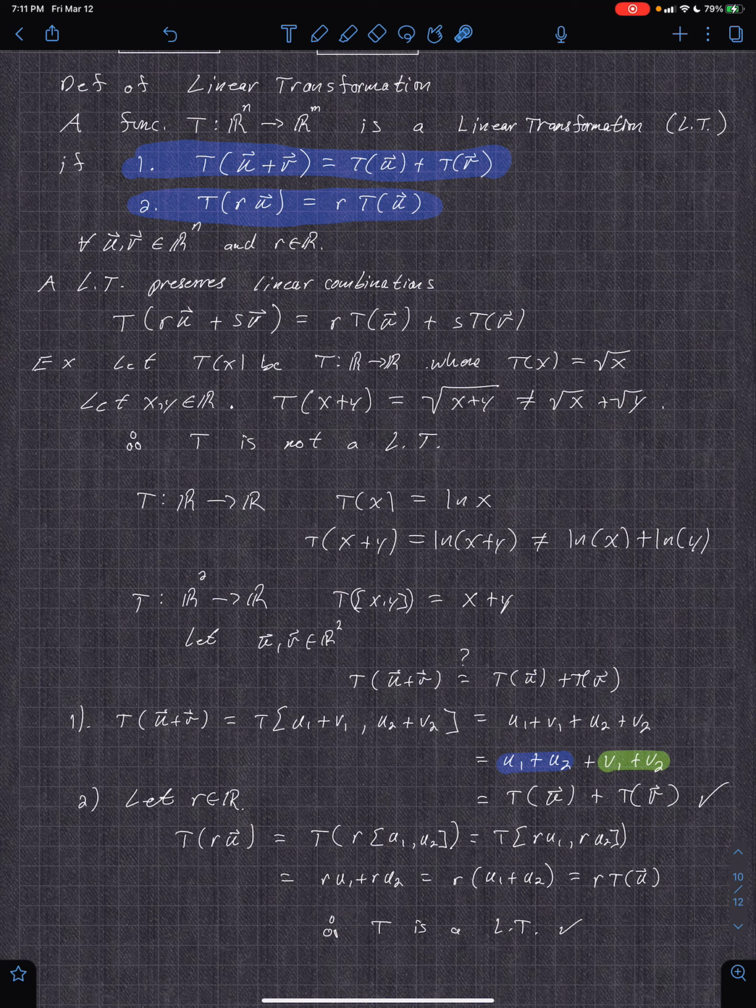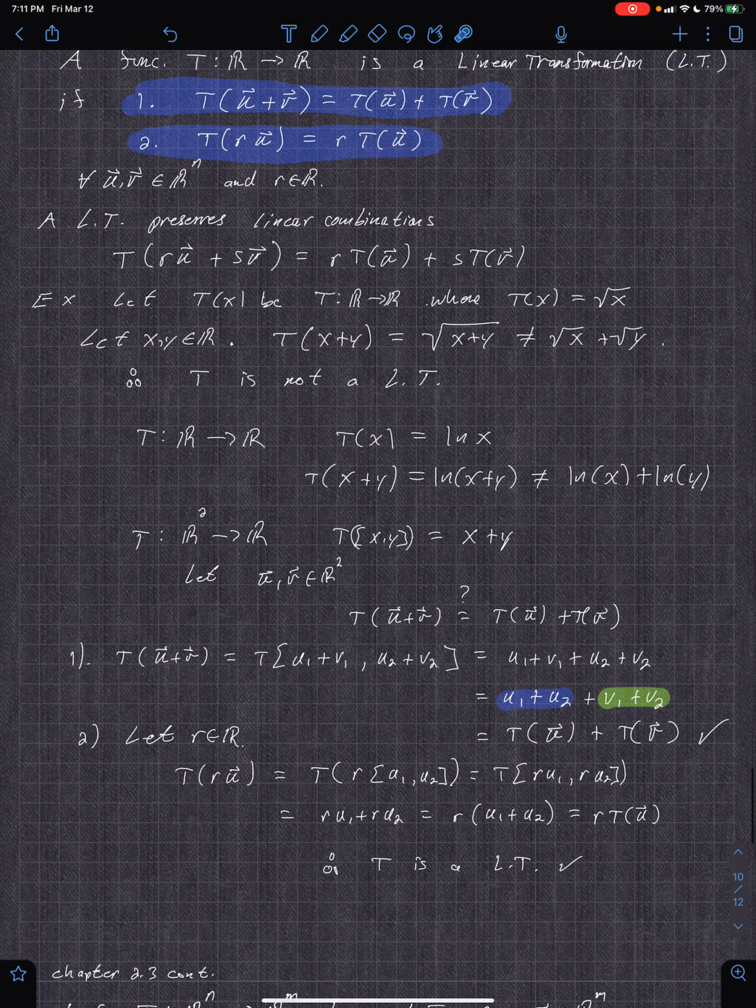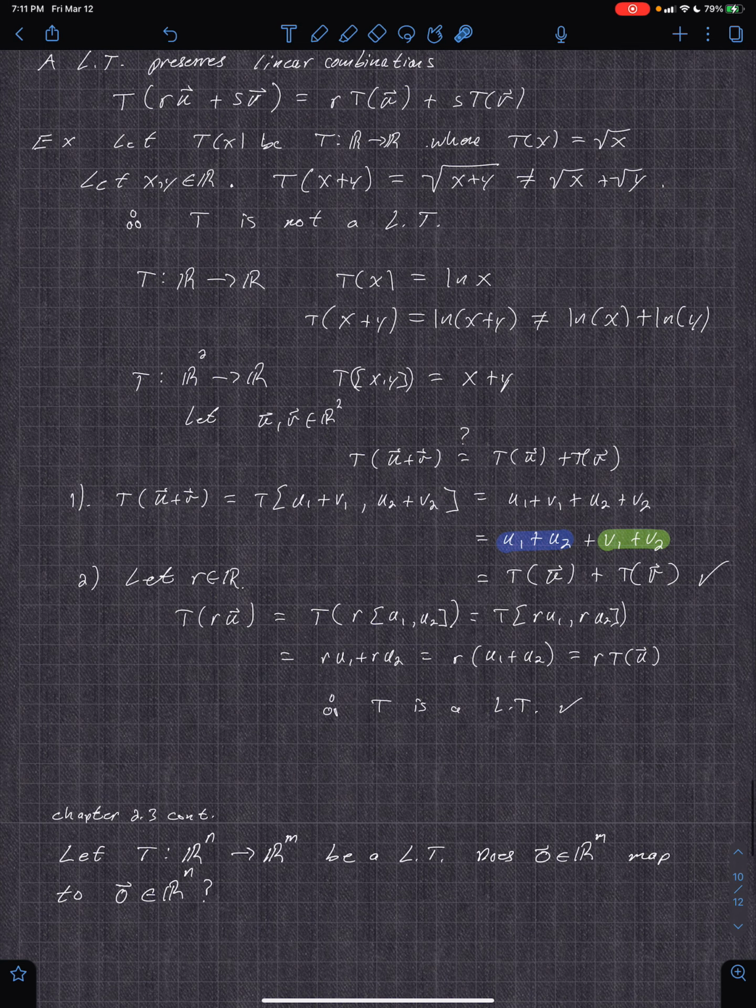And then this one is scalar multiple. Can you basically factor it out of the function? And we showed a couple examples that work and don't work. It preserves linear combinations. That comes into some proofs and stuff later. Square roots was pretty clear. You can't separate it. It's not linear. We call that linear if you can do this transformation.